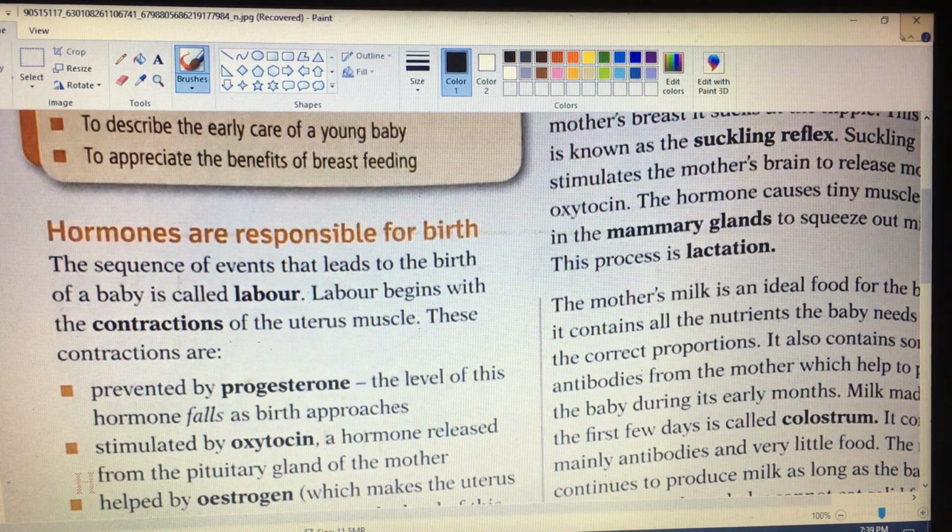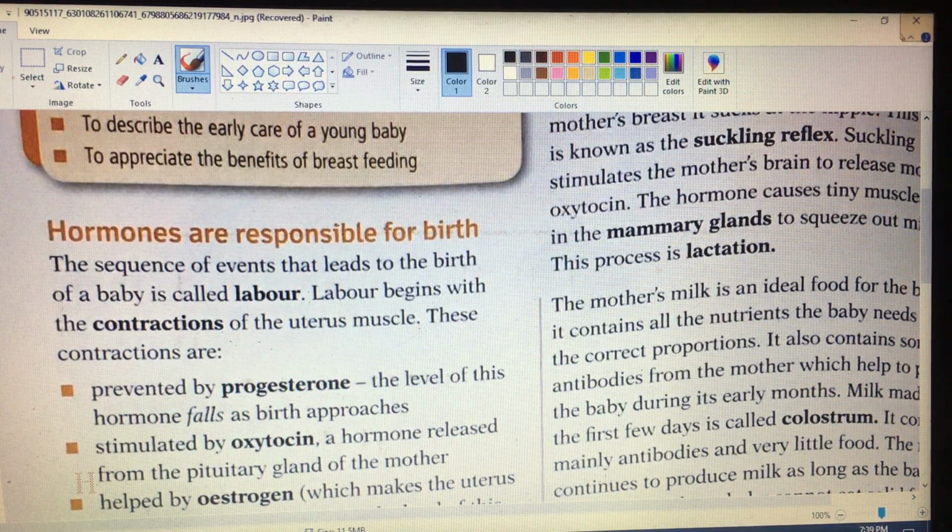Now, as you know, the newborn baby has a reflex called the suckling reflex. What do we mean by suckling reflex? So when a newborn baby is placed close to its mother's breast, it sucks at the nipple. So this is the suckling reflex.